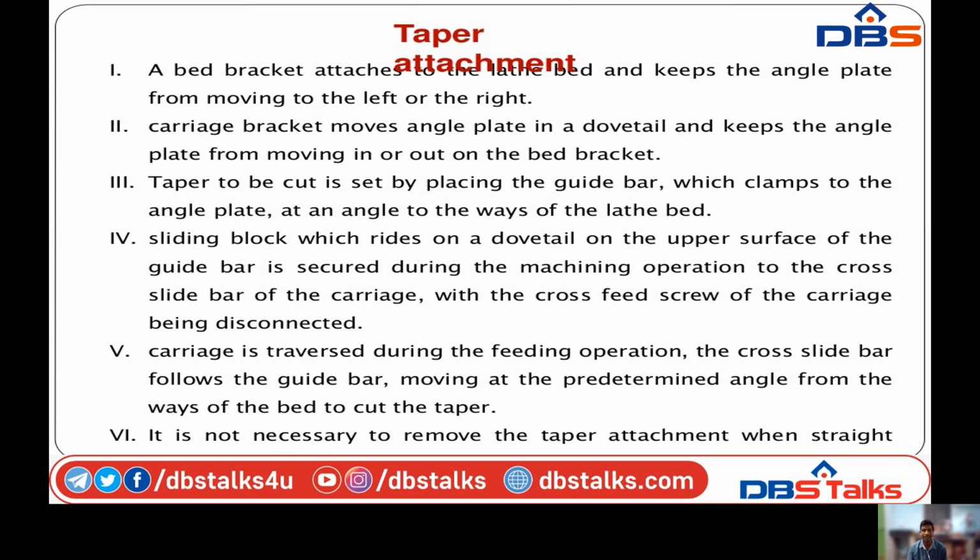The cross slide is moved in the transverse direction. Here also I am showing the same statement. The carriage is traversed during the feeding operation. The cross slide follows the guide bar, moving at the predetermined angle. I am setting an angle here required for the taper. In this, the cross slide is following the guide bar, moving in the path of the guide bar. It is not necessary to remove the taper turning attachment when in use. This is the theory of the taper turning attachment.